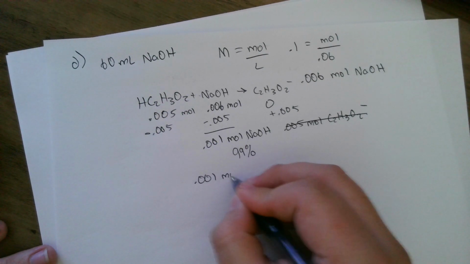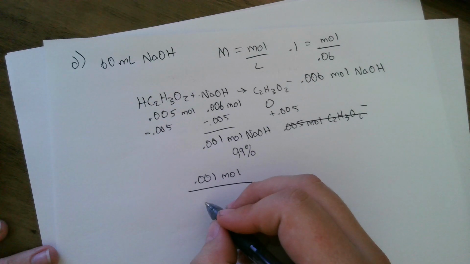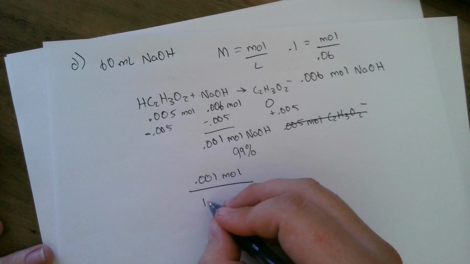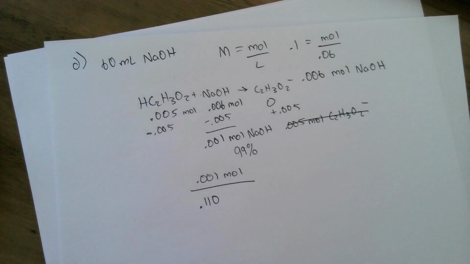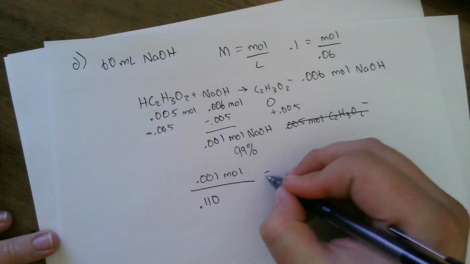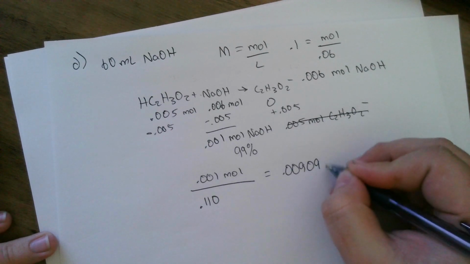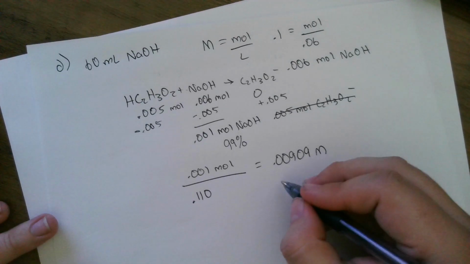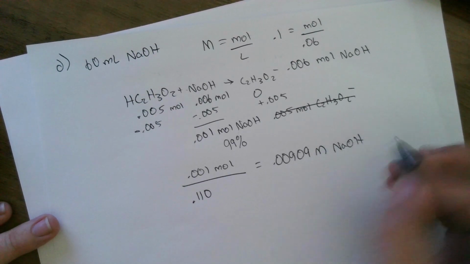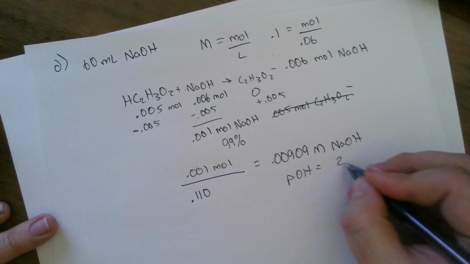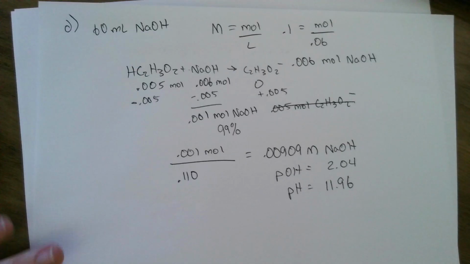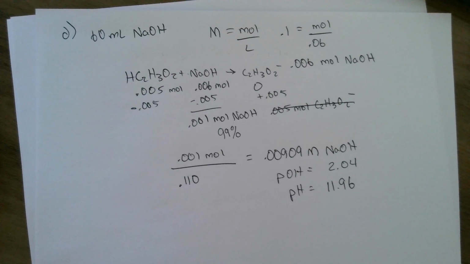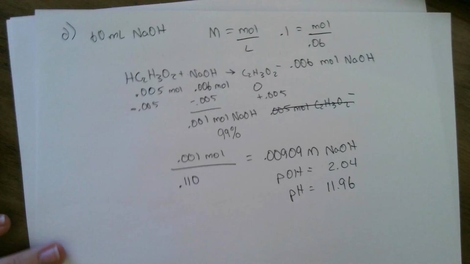0.001 moles of NaOH. My total volume now is 60 milliliters and 50, so I have 0.110 liters. Divide that, I get 0.00909 molar NaOH. So the pOH of that, if I take the negative log, is 2.04. pH 11.96. And that's it. That's how the pH changes at each of those 4 steps.